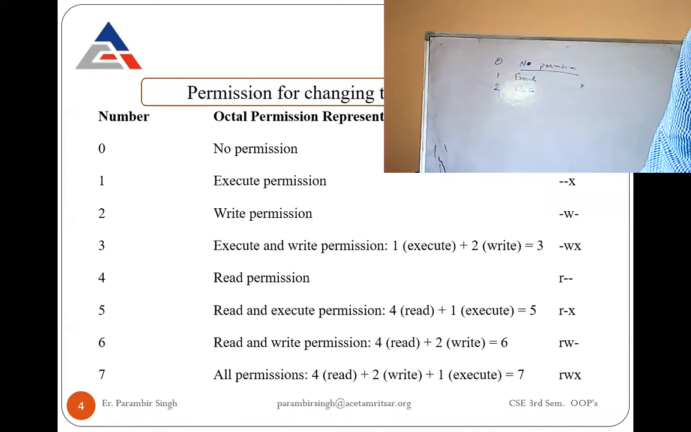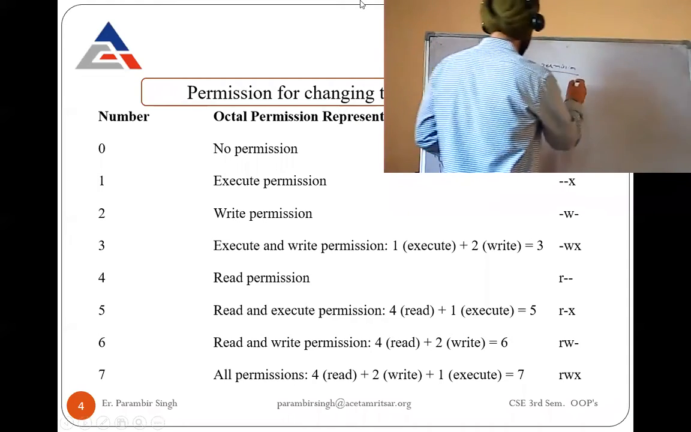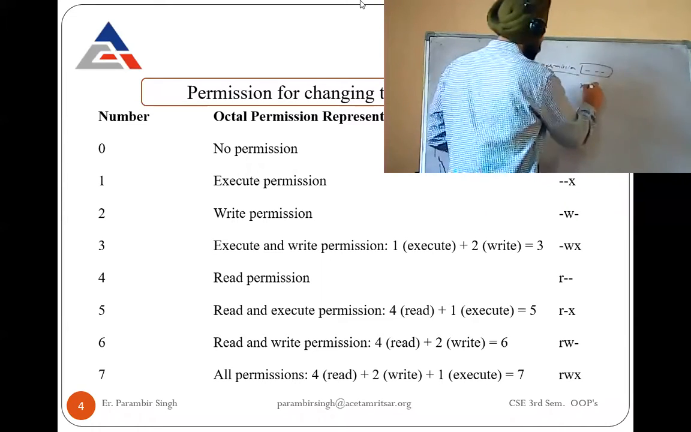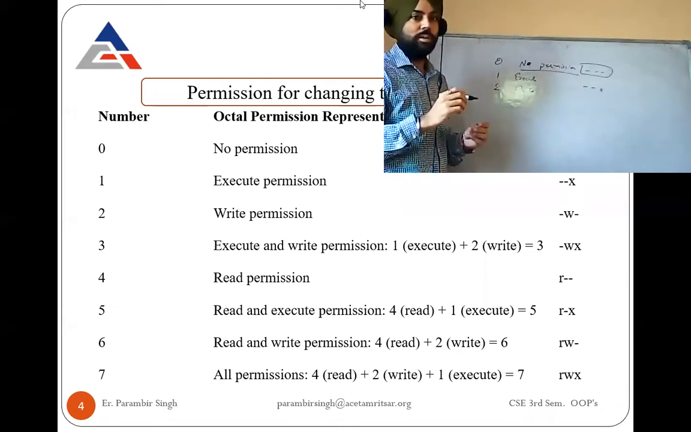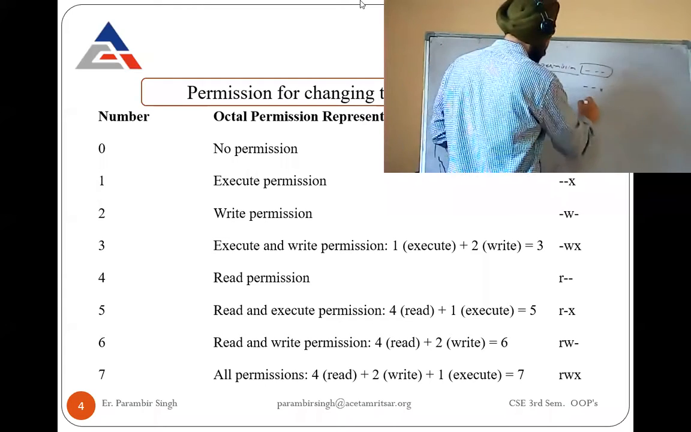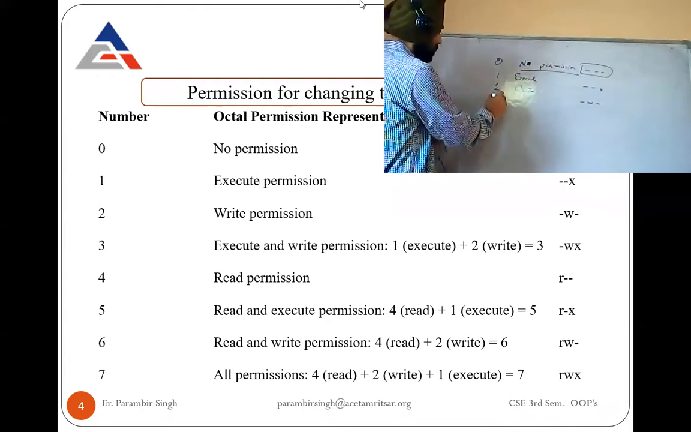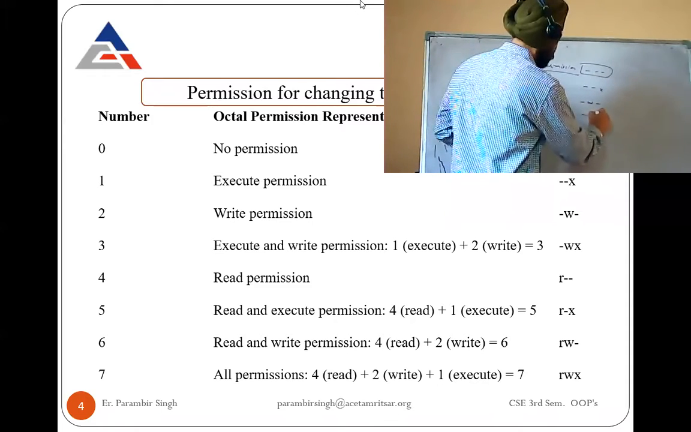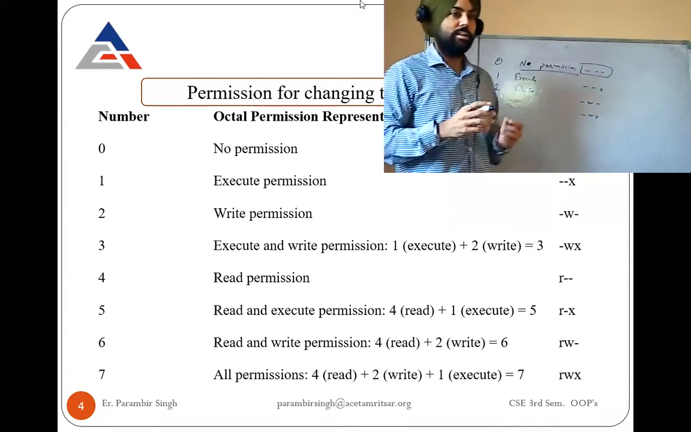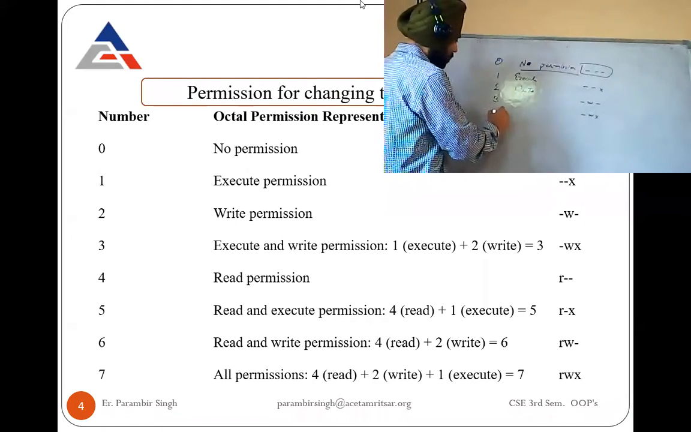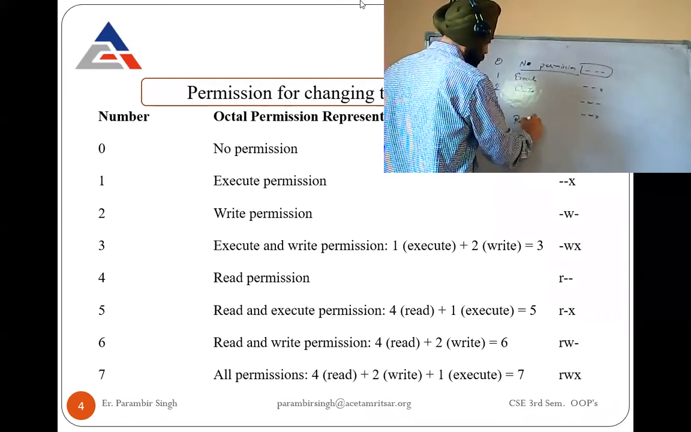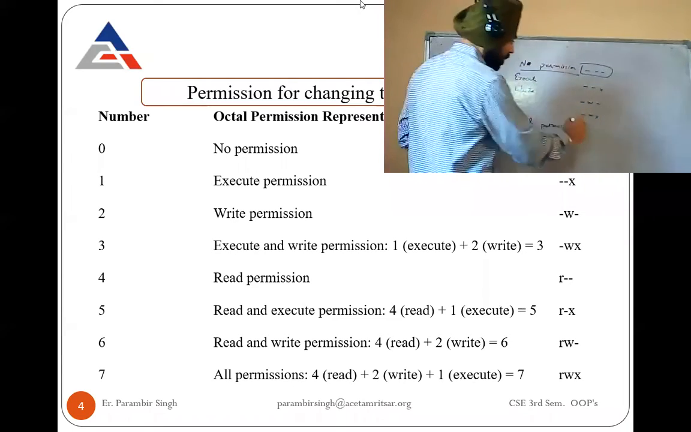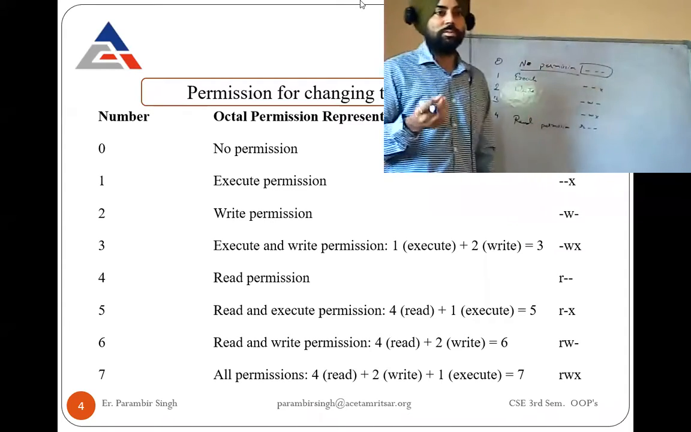Because we have three values: read, write, and execute. Three is execute and write, that means WX, the execute and write permission. The fourth is specifically for reading the file, that means only read permission. Four is R with hyphens for the rest of the two permissions.